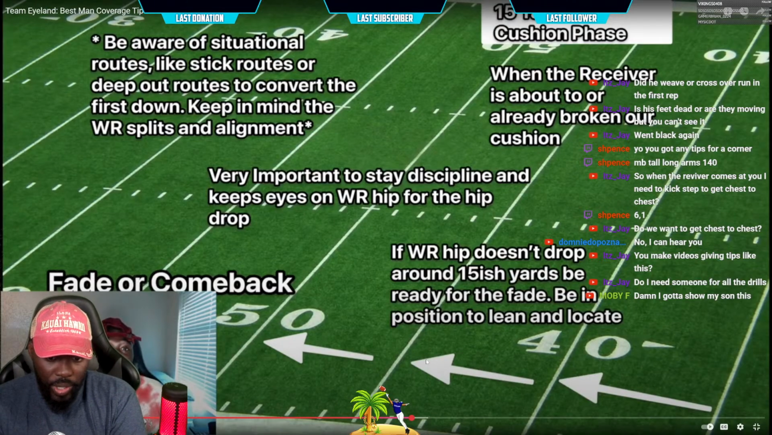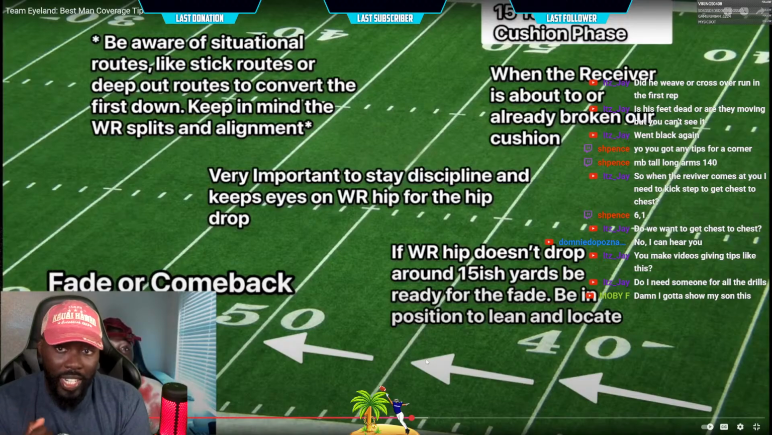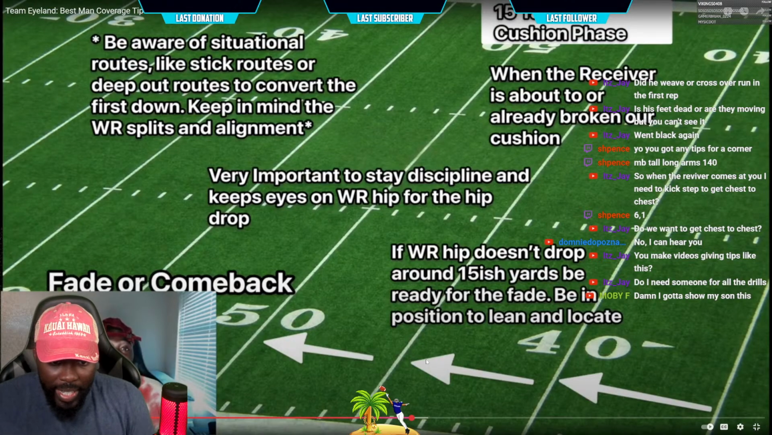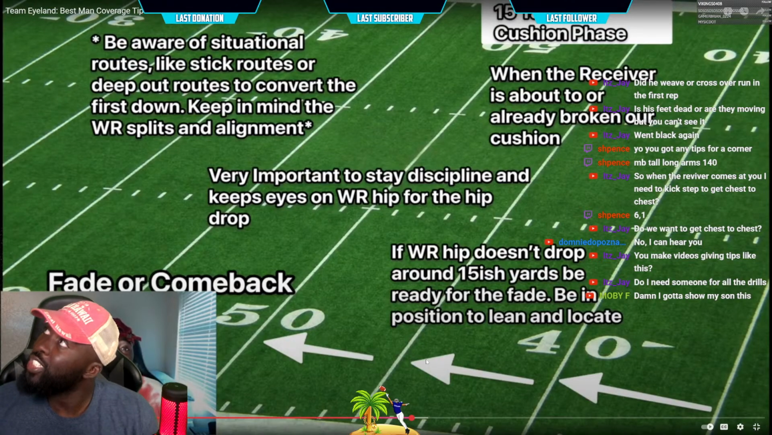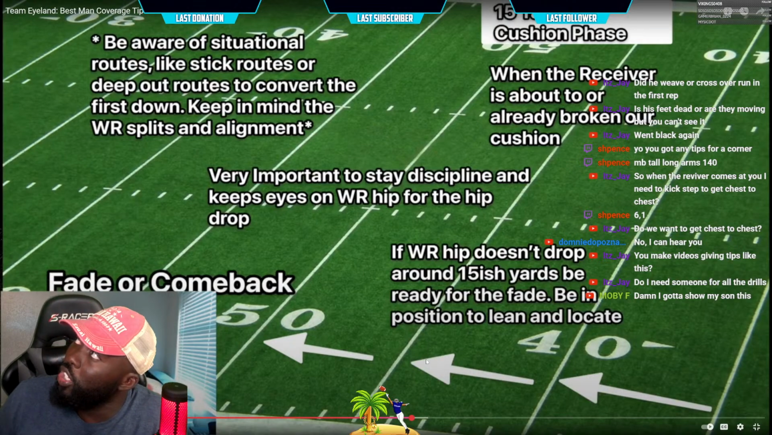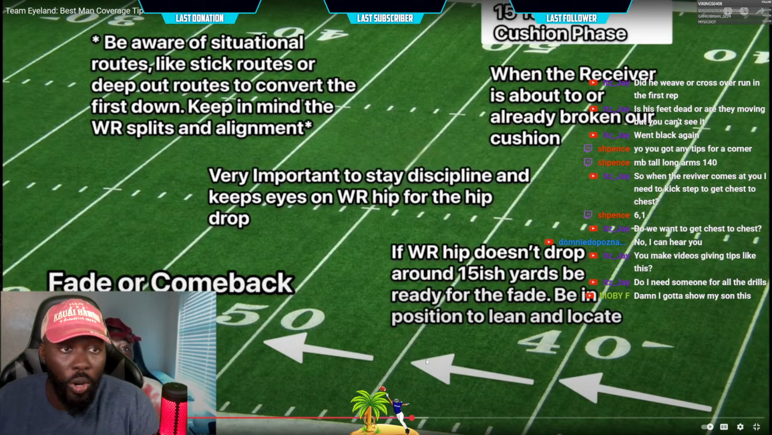So as he's running with him, you see the hip drop. You stay on the upfield shoulder as you break. You see the hip drop. Now we know it's a comeback. If the hip don't drop around 15-ish yards, now we know it's a fade. And this is when we get into that lean and locate. He's running. The hip don't drop at 15. Then he looks back for the ball. All right, we're in position. We're in face. Lean into him a little bit. Locate. Go attack the ball, right?